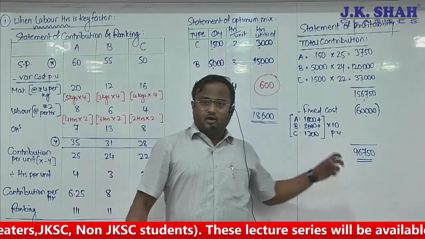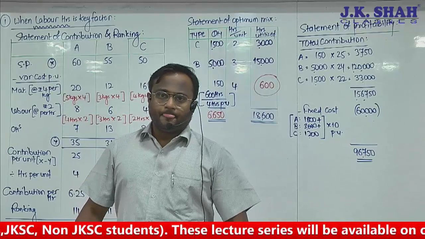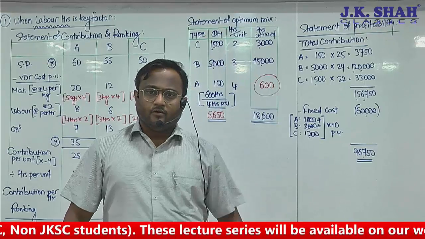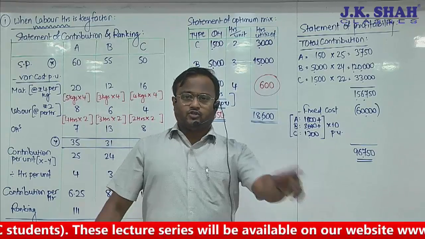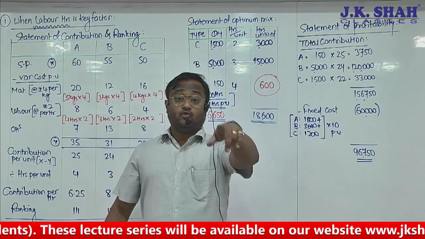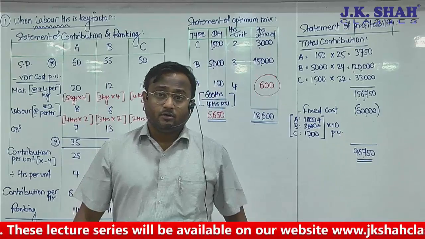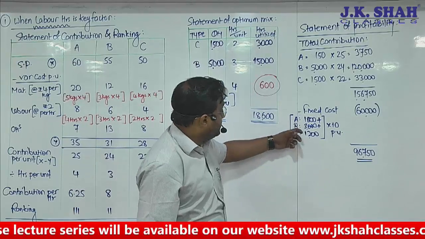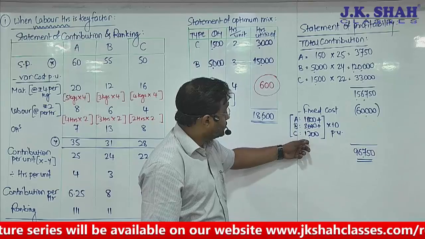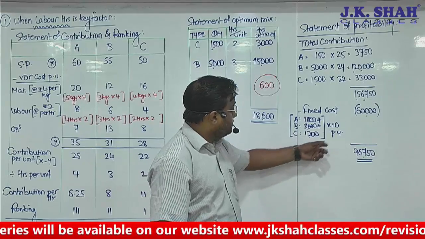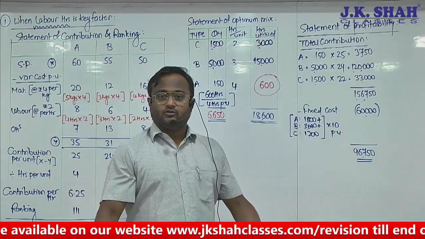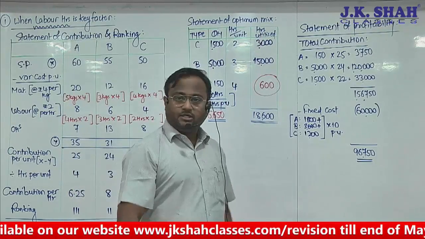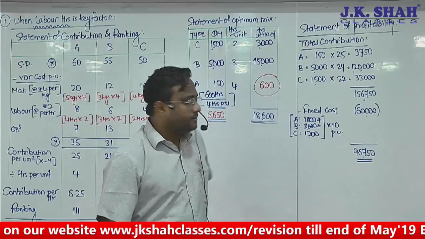Guys, I hope you understood the fixed cost calculation. Your fixed cost is given to be 10 per unit in all three. If it is per unit, it is always calculated based on budgeted output. Your budgeted output was 1,800 plus 3,000 plus 1,200, which is 6,000. So 6,000 into 10 means the total cost must have been 60,000, which is divided by 6,000. That's why it comes to 10 per unit.